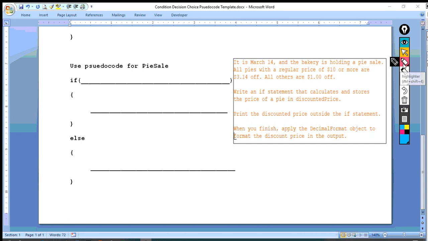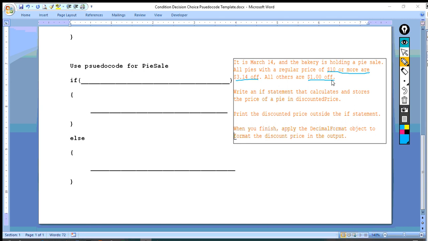Okay, so in this one, what we're doing then is there's a pie sale, and all pies with the regular price of $10 or more are $3.14 off. Others are $1 off. Right there you see your two choices. The compiler is either going to take $3.14 off the price, or it's going to take $1 off. Those are the two. That's the decision.